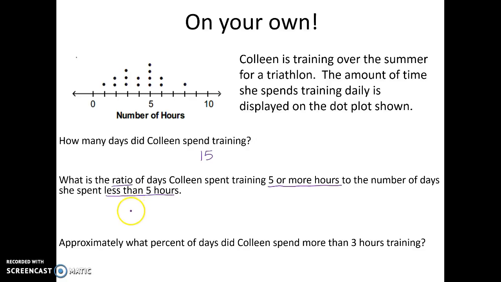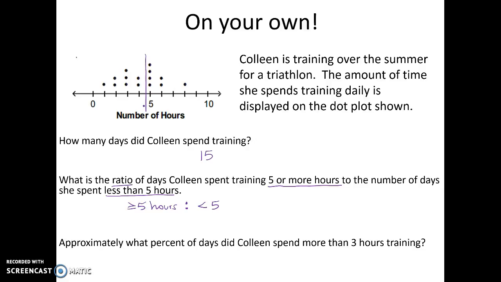So I'm going to write a ratio of 5 or more. So does that include 5? Yes. So greater than or equal to 5 hours to less than 5 hours. So not equal to 5, but less than 5. So I'm going to look up at my graph, and I'm going to draw a line between 4 and 5.